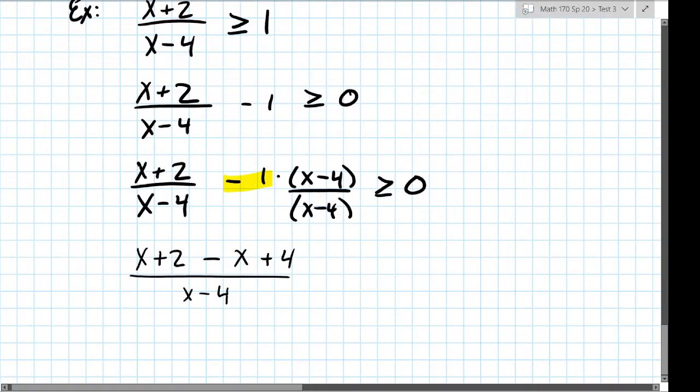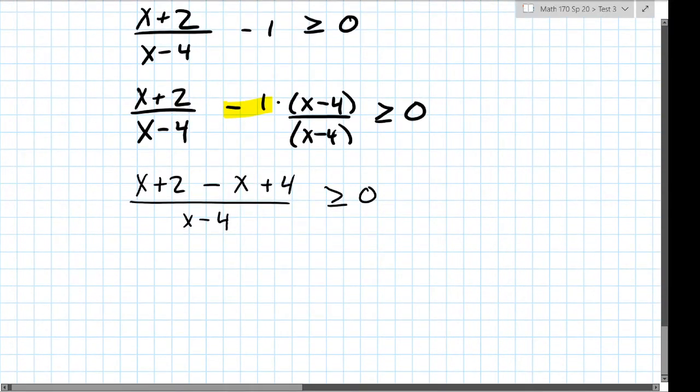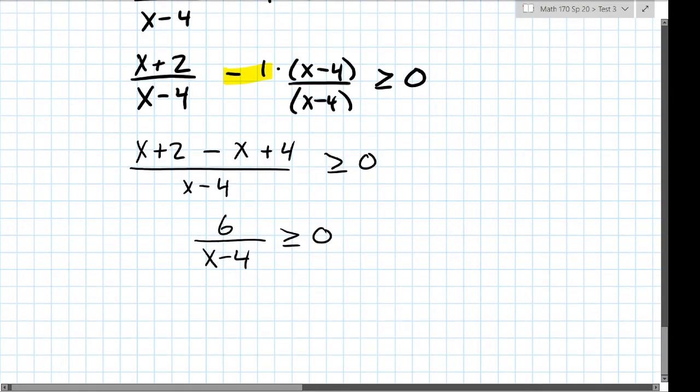X minus 4 is less than or equal to 0. At this point we can combine like terms. Lucky for us, the x's cancel out in the numerator and we're left with 6 divided by x minus 4 is greater than or equal to 0. At this point we have it like we want it.